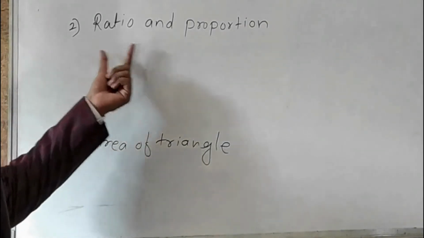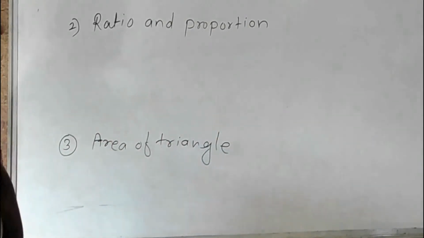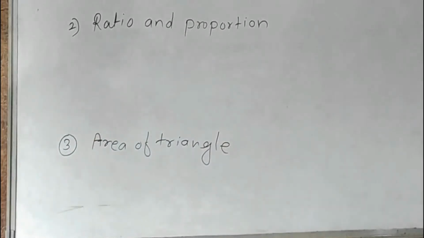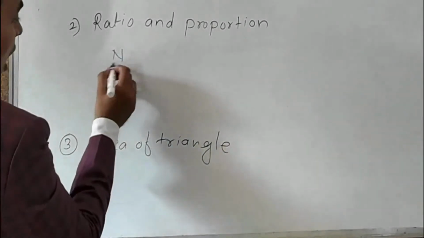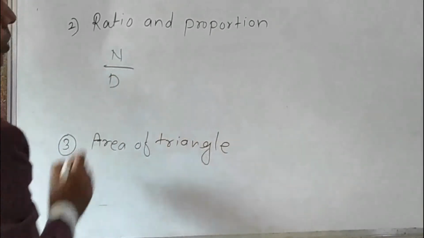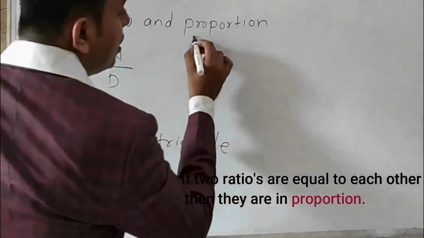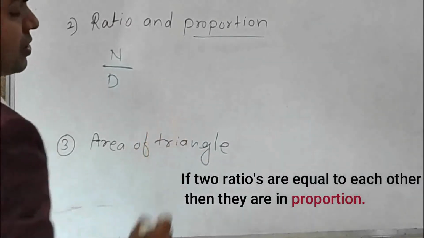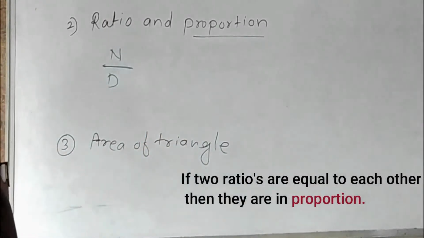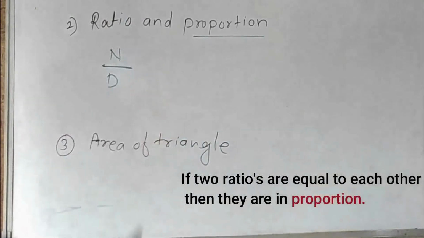Another point is ratio and proportion. So what is meant by ratio? Numerator upon denominator is called a ratio. This line we can say is the ratio. And what is proportion? If two ratios are equal, we can say that they are in proportion.